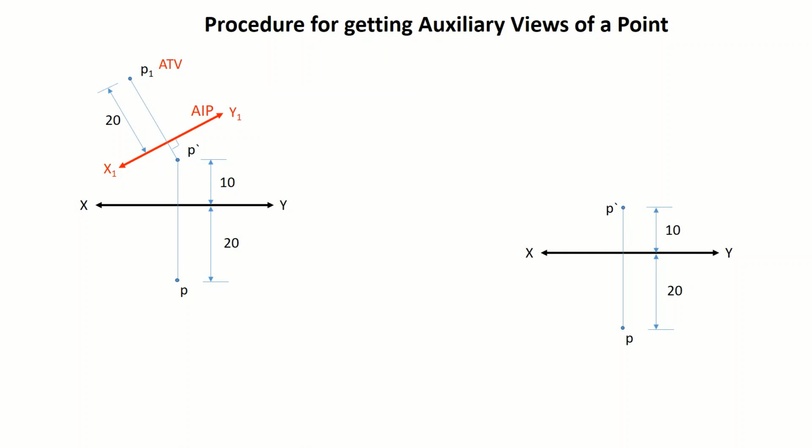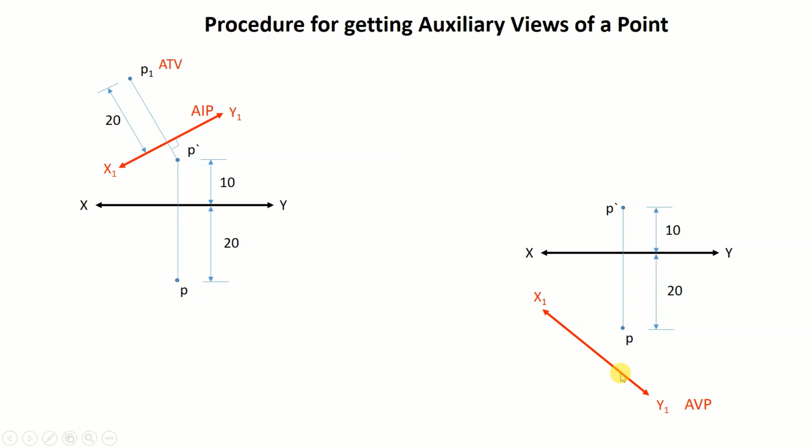To make the auxiliary front view of this point P on an AVP, the first step is that we draw line x1 y1, which represents the auxiliary vertical plane AVP. Again, the angle of inclination of x1 y1 with respect to xy shall be given in the problem. So this angle of inclination shall be given, otherwise there will be some rule that we will discuss in the next slide, by which you can draw this line at a given inclination.